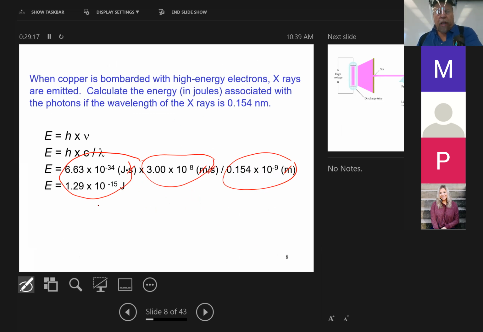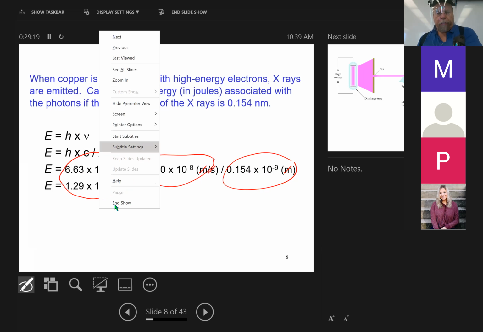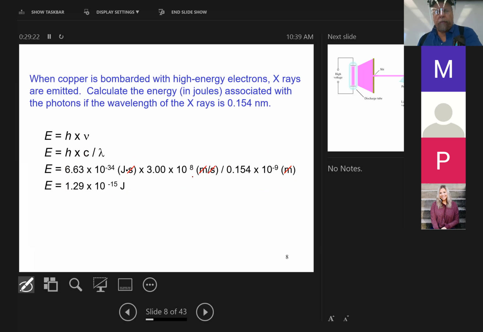Now, I'll erase what's on the slide. You can see it better. Right there.